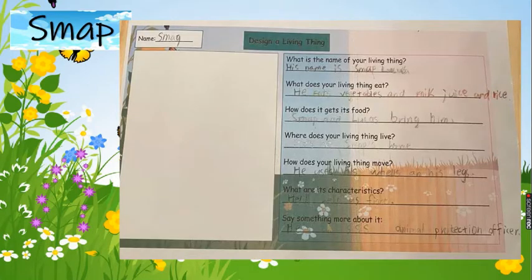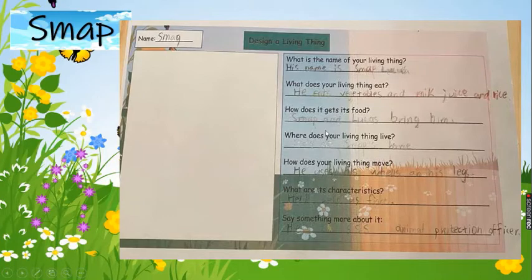We have SMAP's living thing. So here SMAP also didn't include a drawing or what it looks like, but the name is SMAP's. Okay, so probably next time you can tell us more about it so I can read it properly, right? Well, he said he eats vegetables, milk, juice, and rice. Wow, just like people. And also, oh, his name is SMAP Lucas.